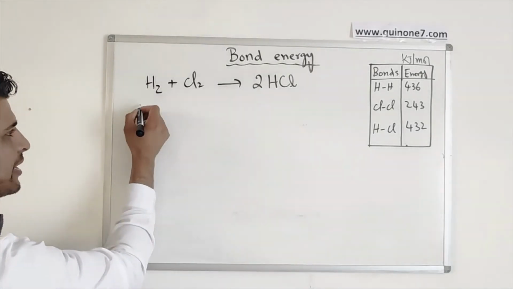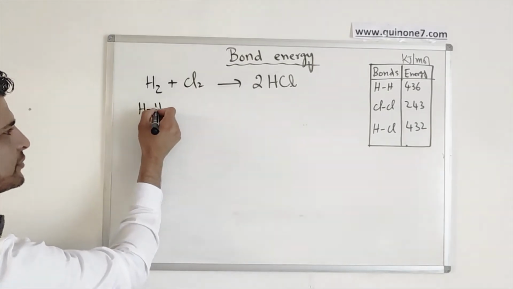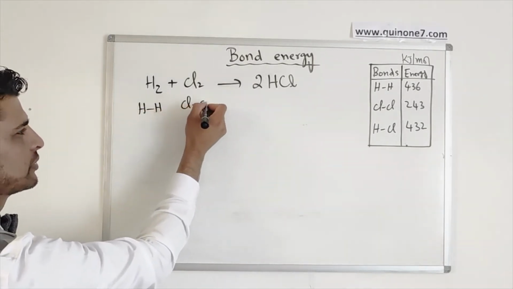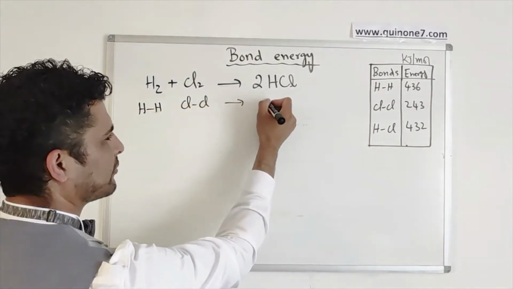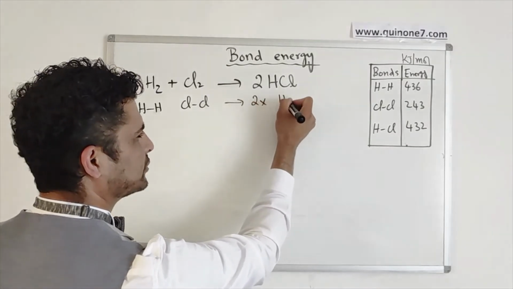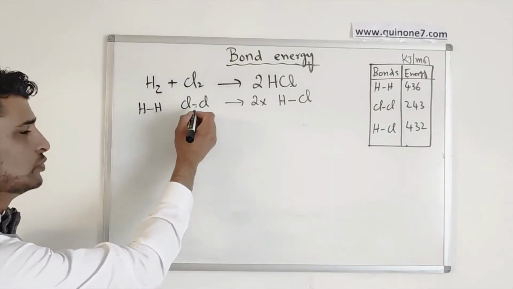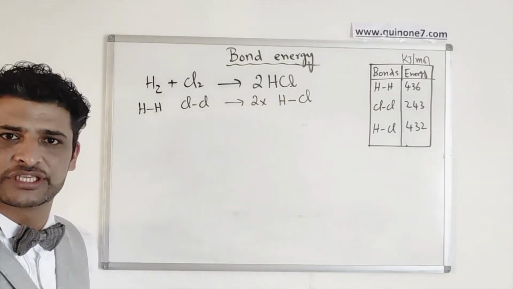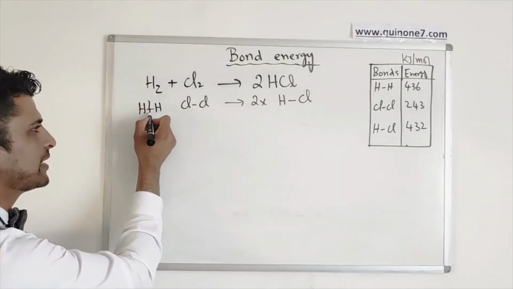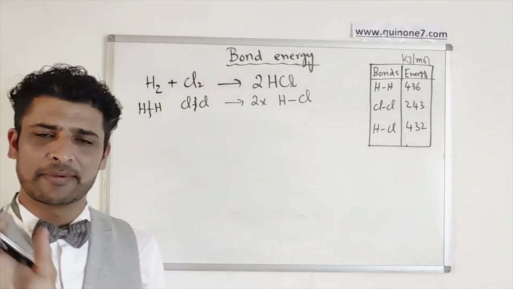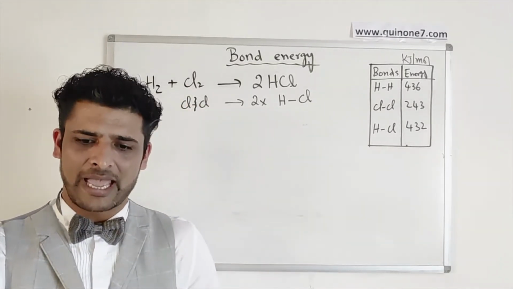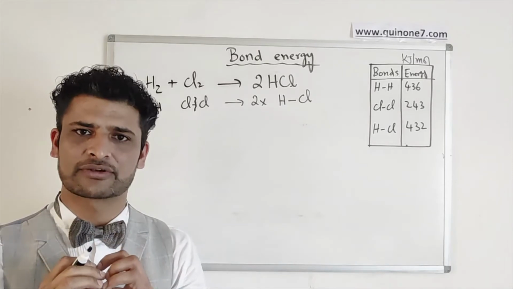Now hydrogen, I can write it like that: hydrogen, hydrogen, chlorine, chlorine, and I can write it down like this: H–H and Cl–Cl. That means that before they convert into HCl, I have to break these bonds to make them into the atomic form so the atoms can react together.